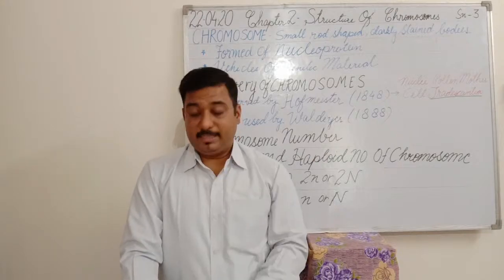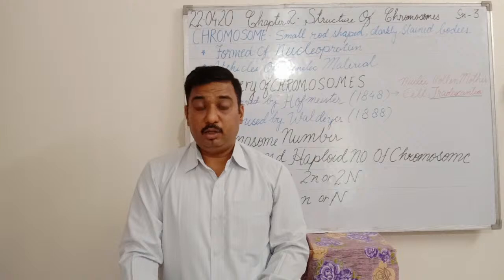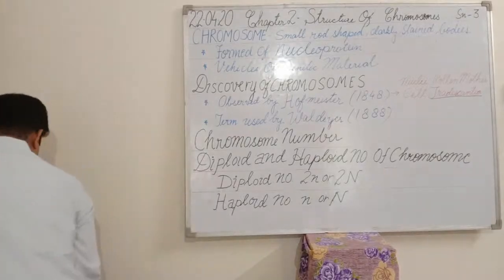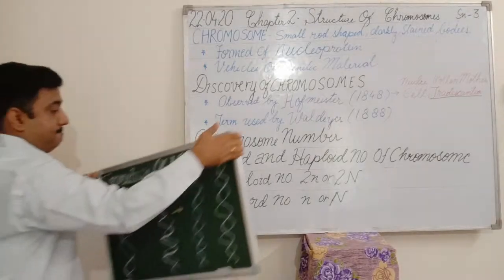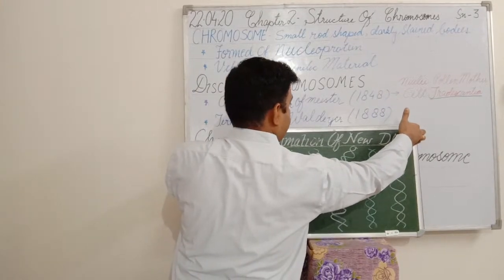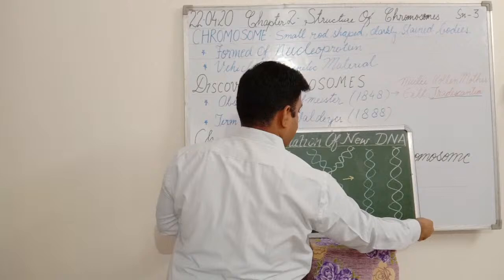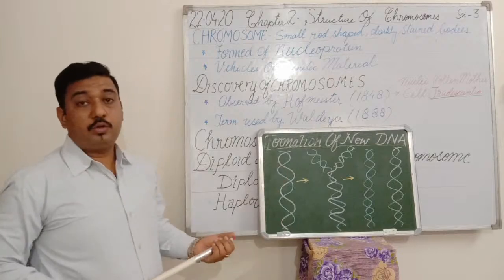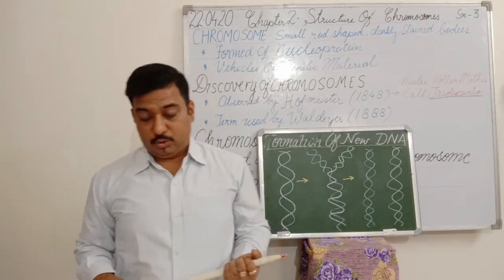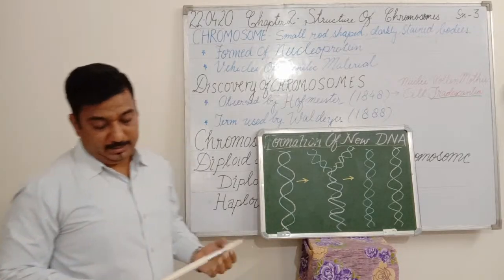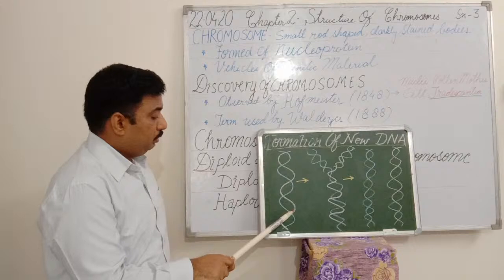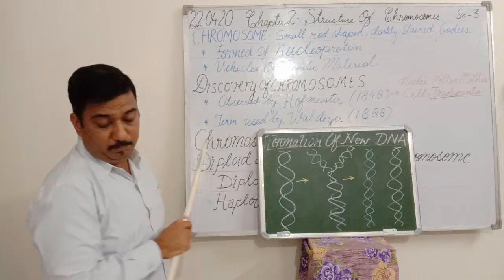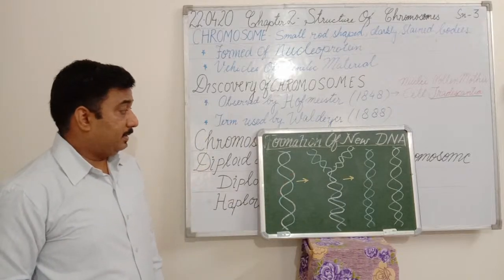The next topic that we will see is formation of a new DNA molecule. How does the formation of this new DNA molecule take place? It is also called duplication or replication of DNA. Here you will find a double helix DNA. You can see the two strands of a DNA, which are represented by 2 colors, white and blue.